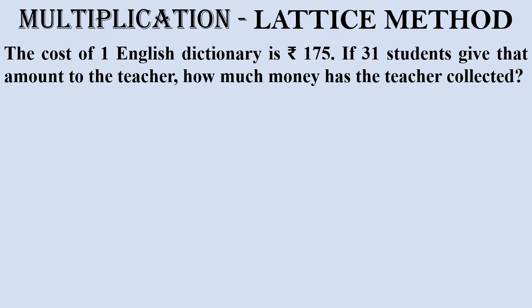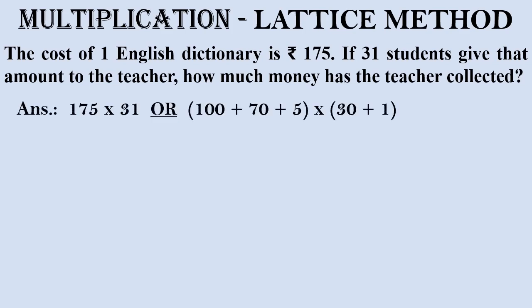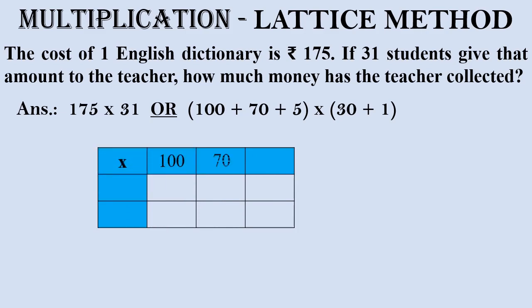So that's 175 for one dictionary. 31 students will get a total of 31 dictionaries. So that's 31 into 175. 100 plus 70 plus 5 multiplied by 30 plus 1. Thirty into 100, 3 ones are 3. Once again count the number of zeros and put them at the end.